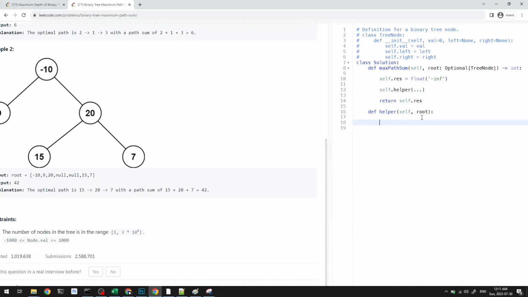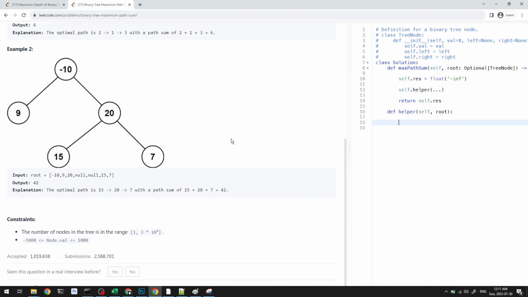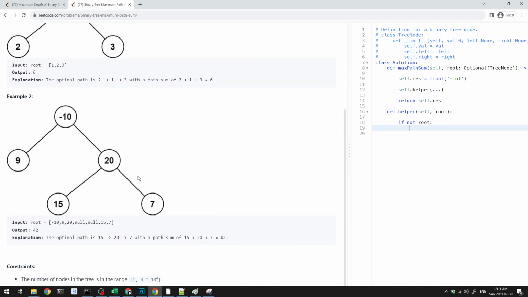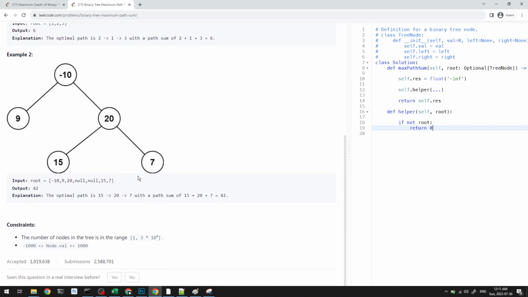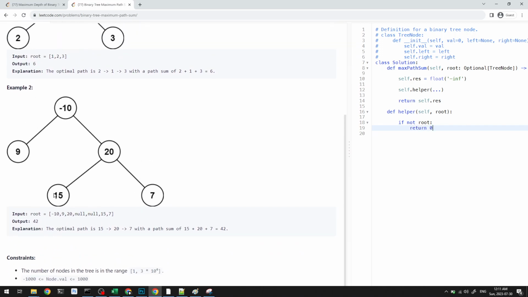So let's take a look at some simple cases, right? So again, we don't need to consider the case where root does not exist, but actually if we do that here, let's just say if root does not exist, then the maximum path, let's just keep it as 0. Because if you think about it, 0 added with any number is just going to be that number, right? So we can just keep 0 over here.